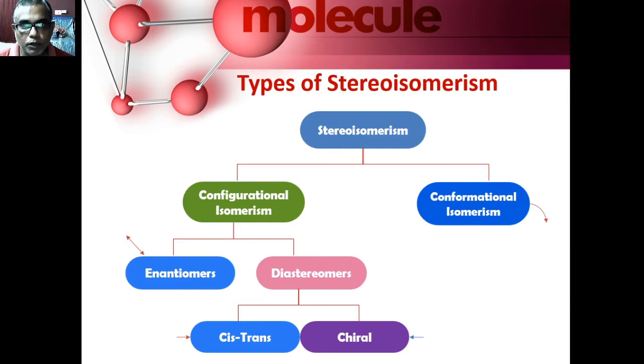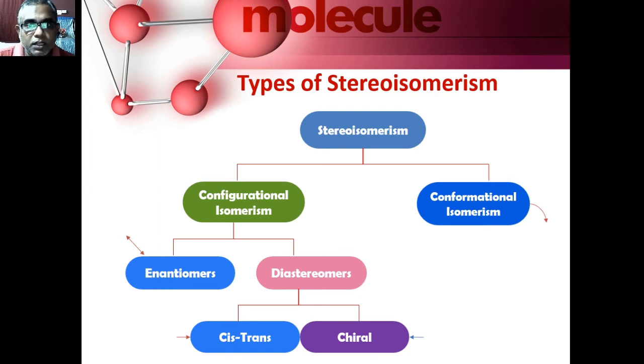Today we will move on to the types of stereoisomerism, followed by the conditions of symmetry, that is, symmetry elements in a molecule and symmetry operations, and how to define a molecule as asymmetric. And we will also try to understand how to define chirality in a molecule.